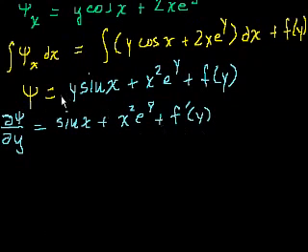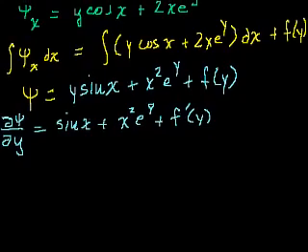And what did we do? We took m, we integrated with respect to x, and we said, well, we might have lost some function of y, so we added that to it. And then we took the partial of that xi that we've almost constructed with respect to y. Now, we know, since this is exact, that is going to equal our n.